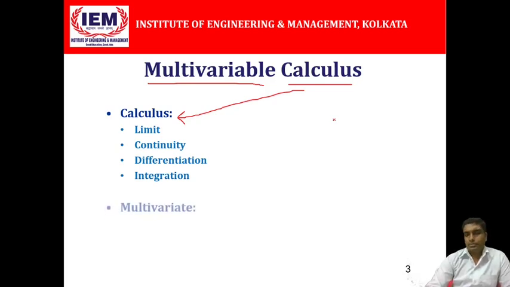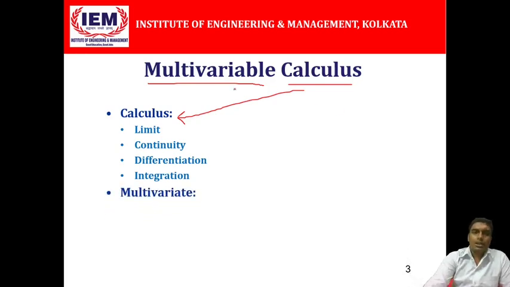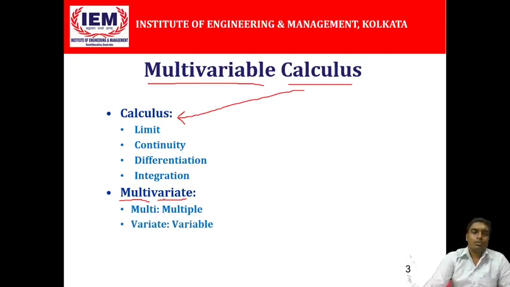Now in the other part, if I break this term multivariable, I can see multi and variable. Multi means multiple and variate means variable, so another way it is also called multiple variables. Instead of multivariate it's called multivariable. So both names are the same.